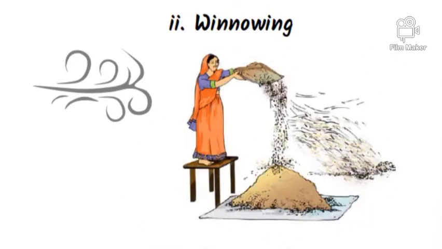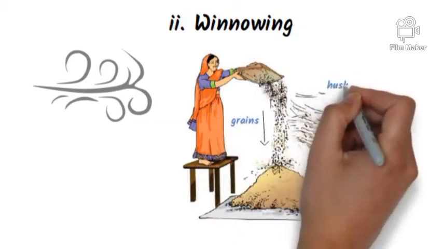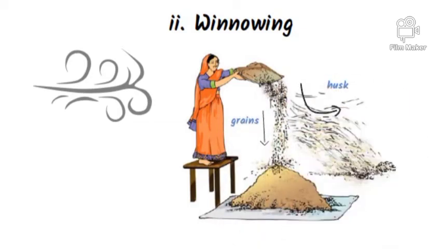The farmer stands at a higher platform from the ground and allows the mixture of wheat grains and husk to fall down from a height by shaking his winnowing basket continuously. The wheat grains being heavy fall vertically to the ground, and husk particles being light are carried away by the wind to a greater distance. In this way, husk gets separated from the grains.